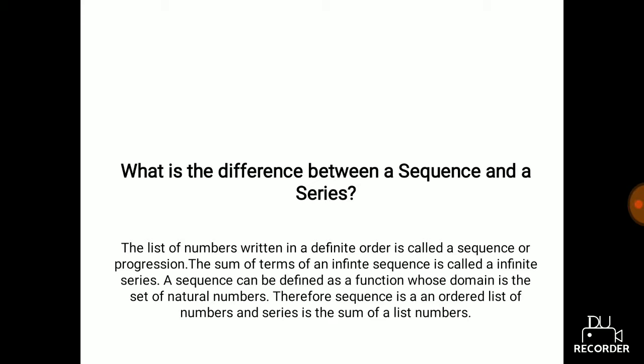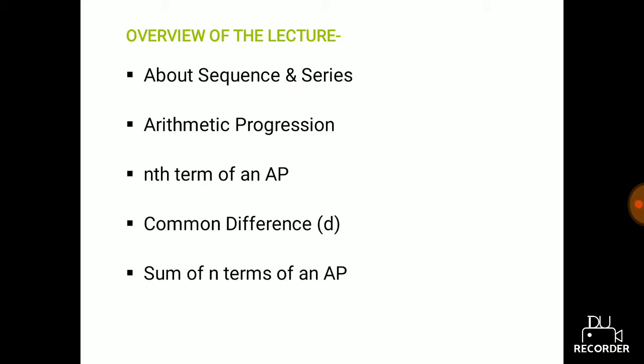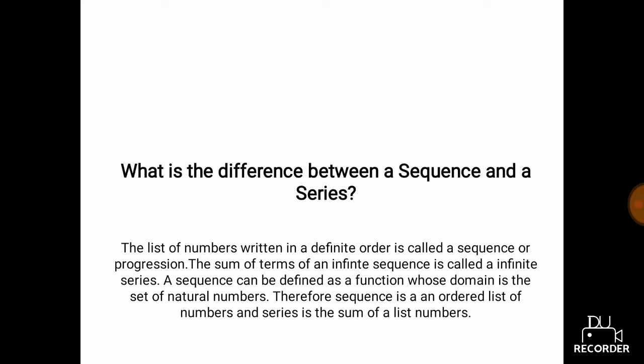Obviously they are not the same thing. The list of numbers written in a definite order is called a sequence or progression. So by the first line, we come to understand that sequence and progression are the same thing. The sum of n terms of a sequence is called a series. A sequence can be defined as a function whose domain is the set of natural numbers. Therefore, a sequence is an ordered list of numbers and a series is a sum of a list of numbers.